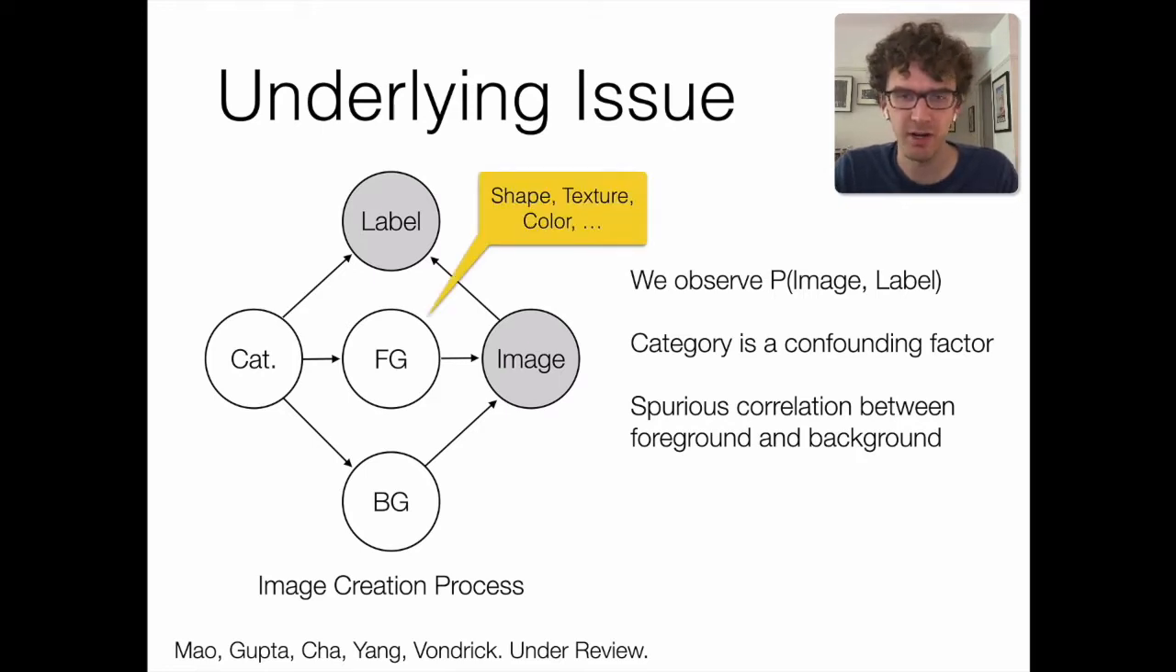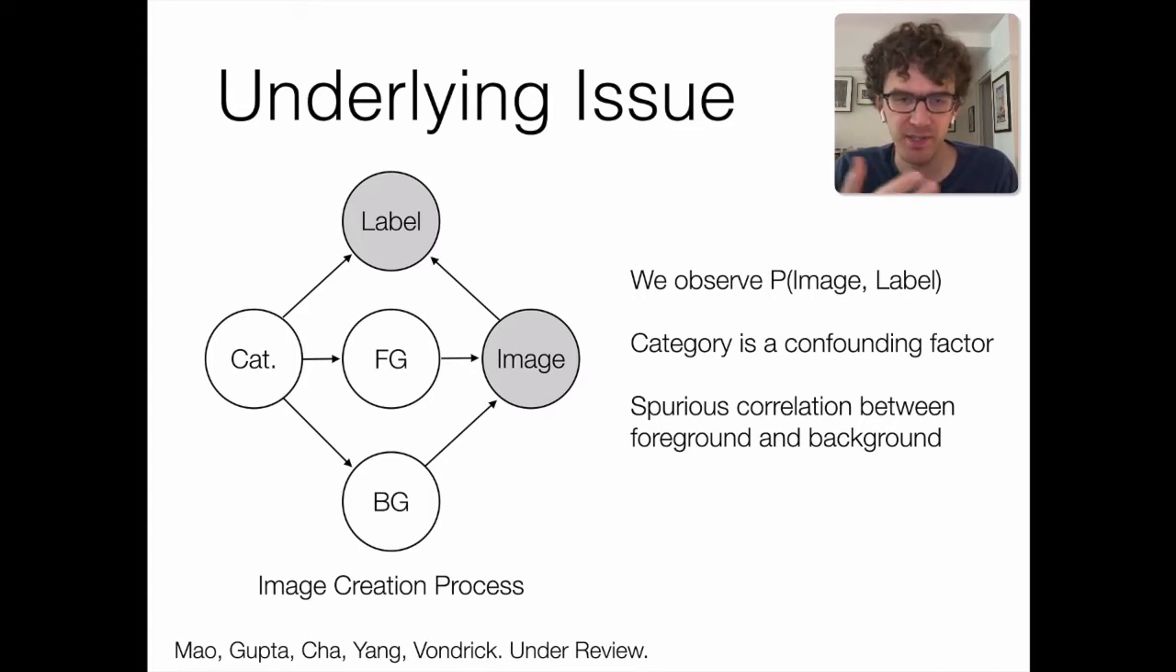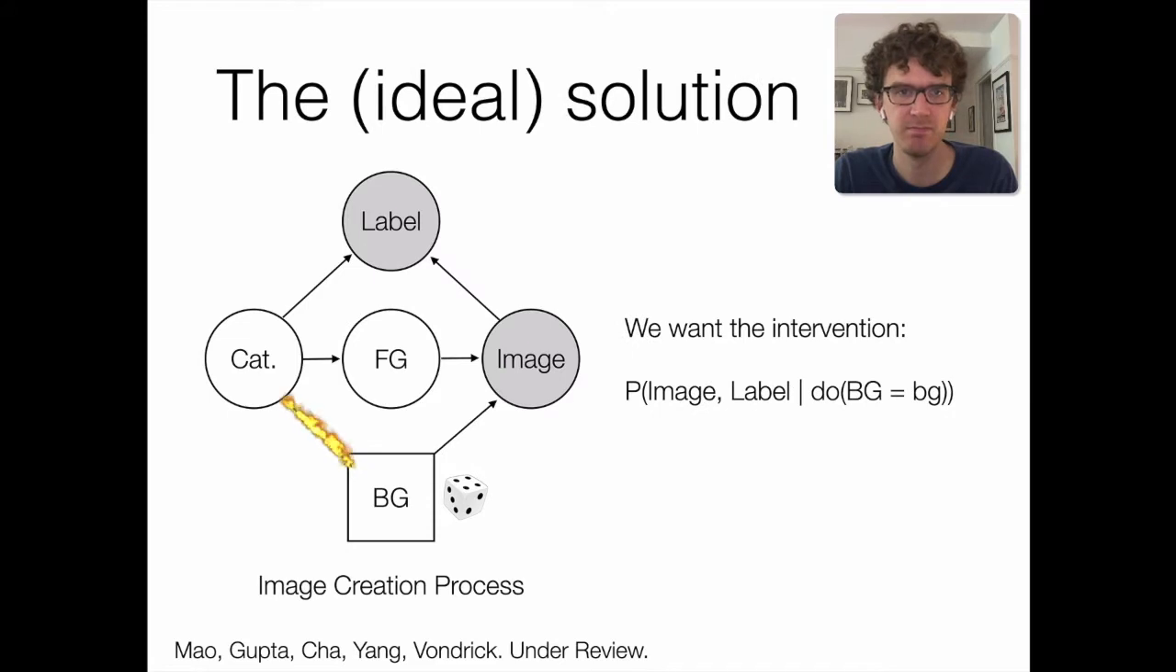So for example, the foreground features are going to be the features that we're interested in. These are things like the shape, the texture, and the color. Background features are going to be the nuisance features that we don't want to care about. These are things like the viewpoint, the context, or the illumination. But the problem here is that because we only observe the image and the corresponding label, there's a spurious correlation between the foreground and background. Since discriminative models are going to exploit both, they will not robustly generalize.